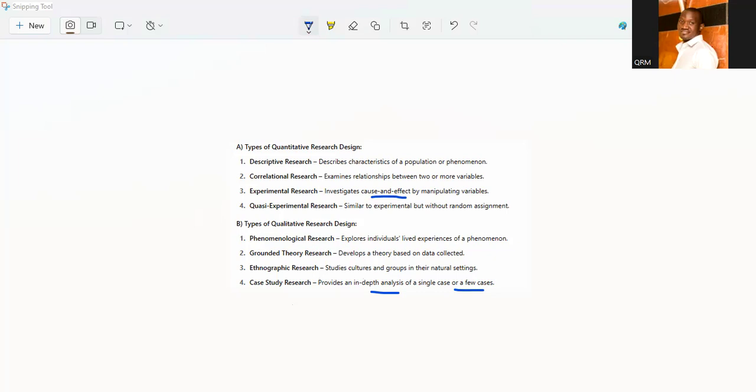Then further on, we went to look at issues to do with sampling. Okay, what did we say regarding sampling? Sampling, what is sampling?